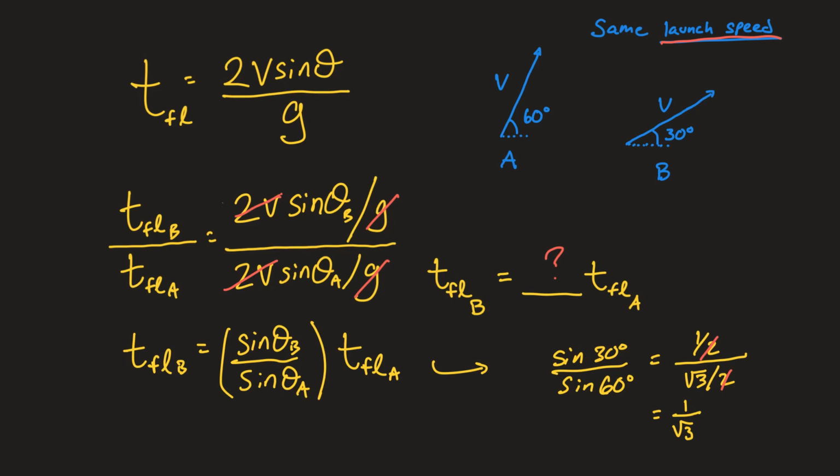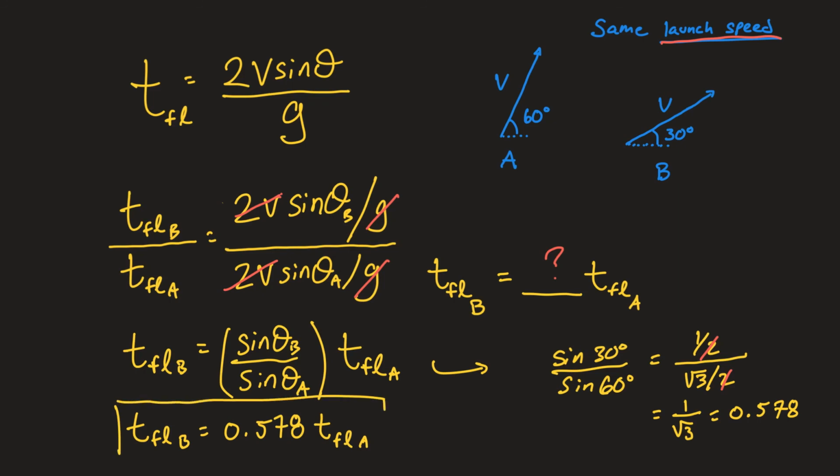So if we do that, and you take the square root of 3, it's about 1.73, and then go 1 divided by 1.73. I'll do that right now. 1 divided by 1.73 gives me about 0.578. Cool. So we'll write that out here now finally, that the flight time of B is equal to 0.578 times the flight time of A. Interesting. Cool. So it's not exactly cut in half or anything like that. And it's because of the way the sine function behaves mathematically. Awesome.